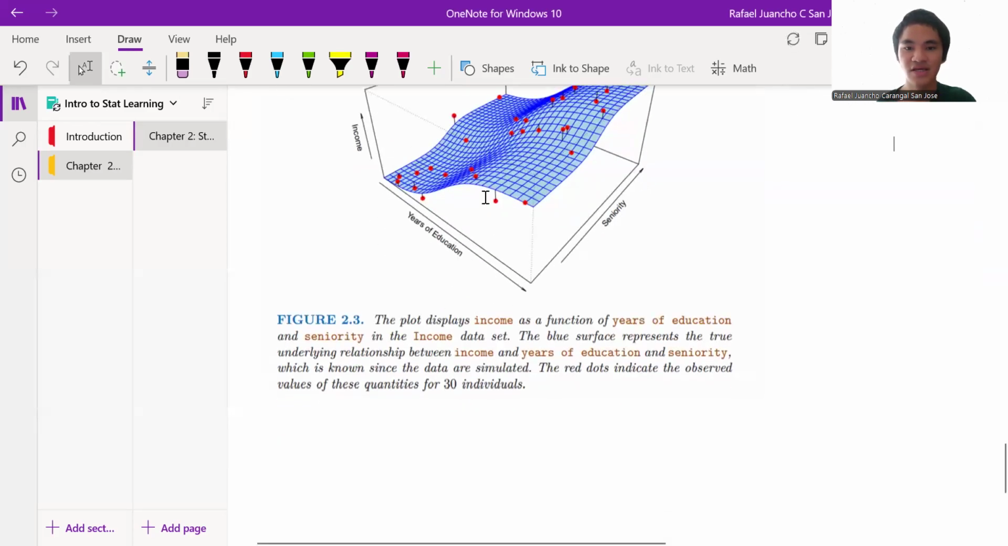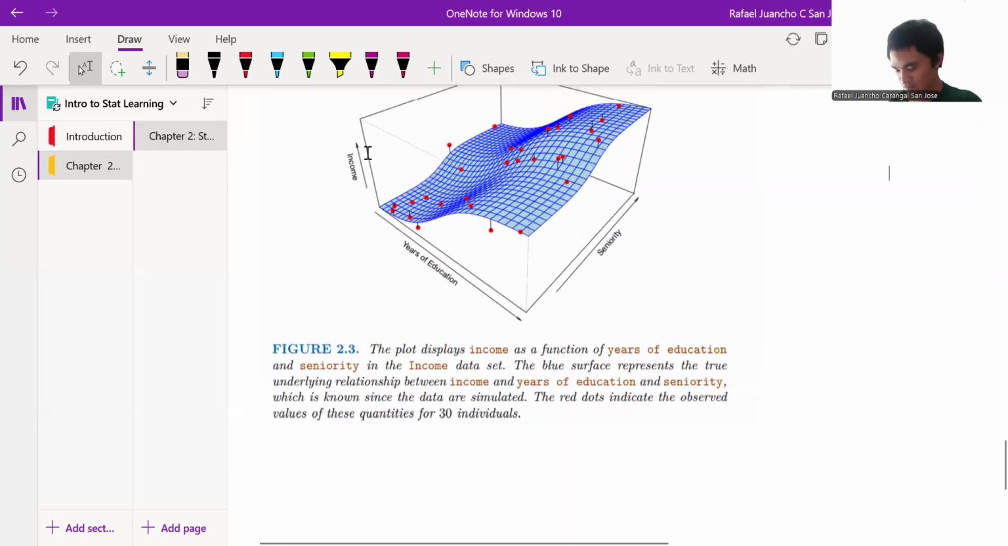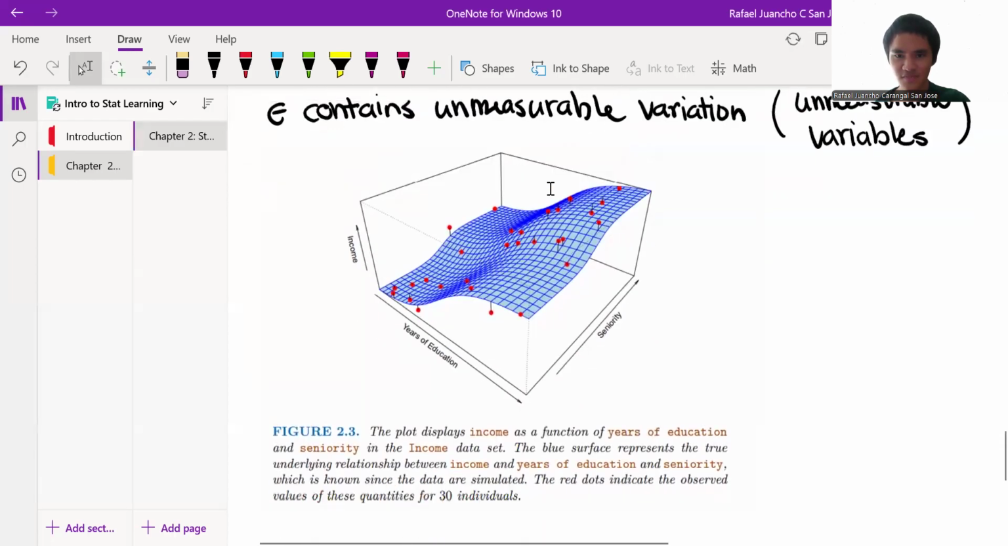So the plot displays the income as a function of the years of education and seniority in the income dataset. The blue surface represents the true underlying relationship between the income and the years of education, as well as the seniority, right? And then these are the data points.